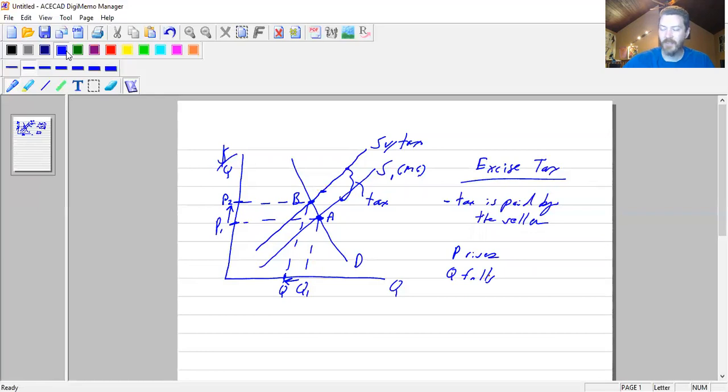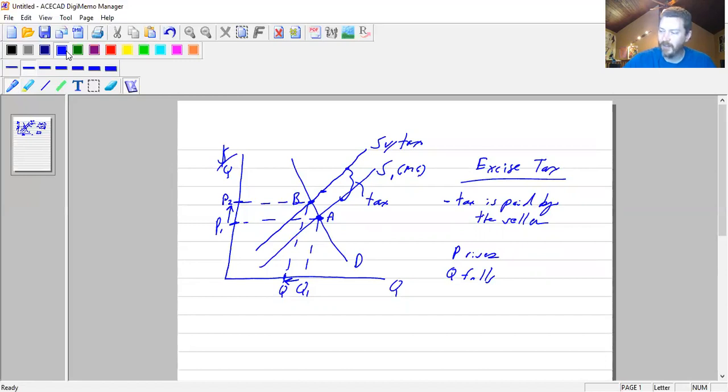Okay? But the interesting part here is the market price is rising, as we have depicted. The amount of money that consumers are paying out is rising. But you have to remember that businesses, even though they're getting P2, even though they're getting more money from the customer, are turning over that excise tax to the government. And the difference between these two supply curves is the amount of the tax. That's how we set the supply curves up in the first place.